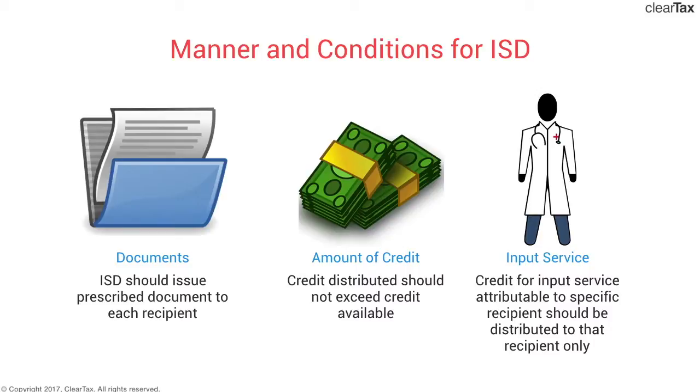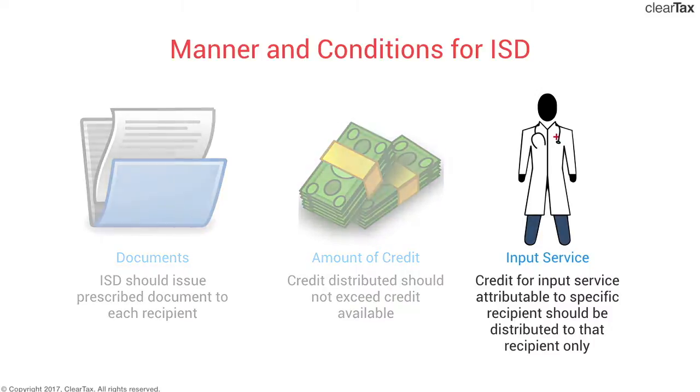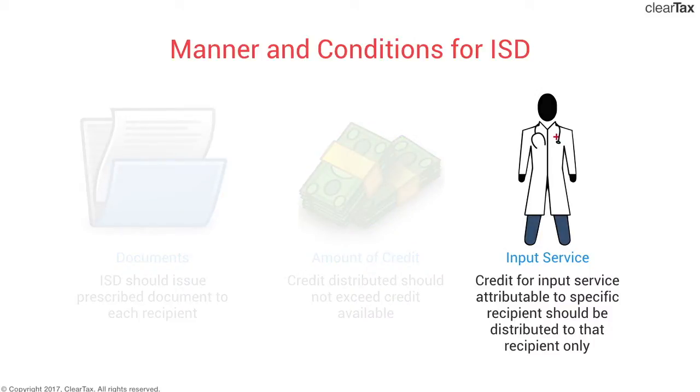It is related to the service. It is related to attribution of the input service. If the input service is attributable to specific recipient, then the credit of that input service should be distributed to those recipients only. So we'll check the third situation out in detail. The first two are very self-explanatory.